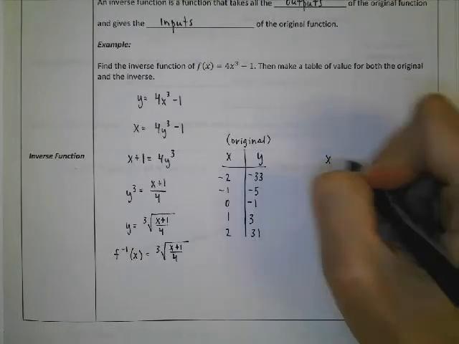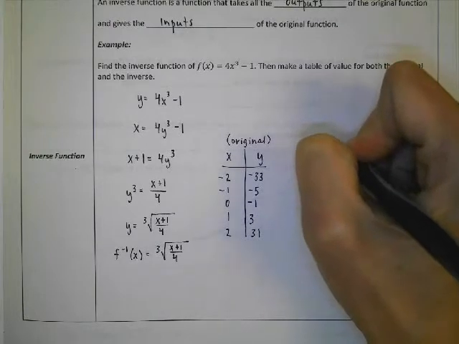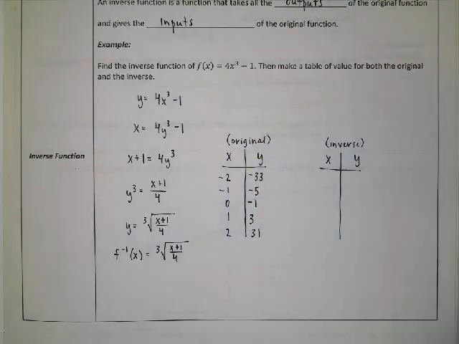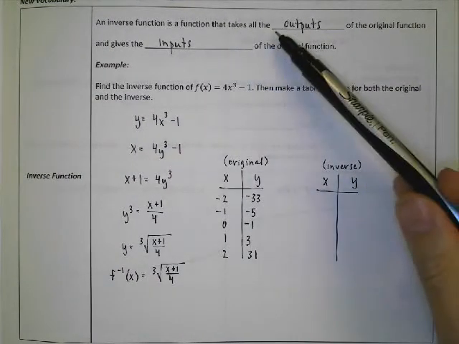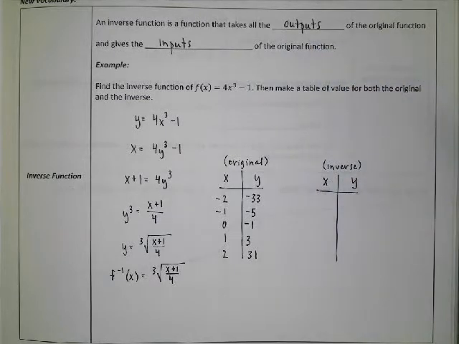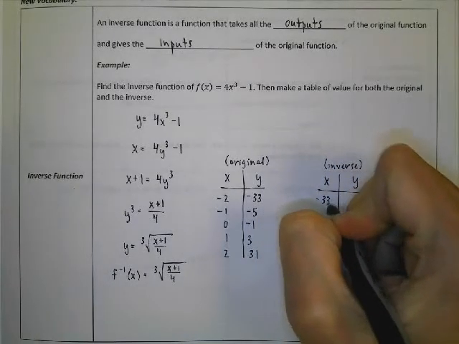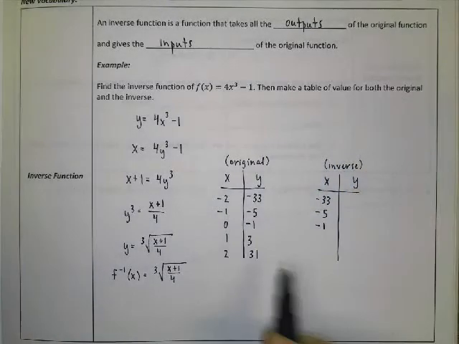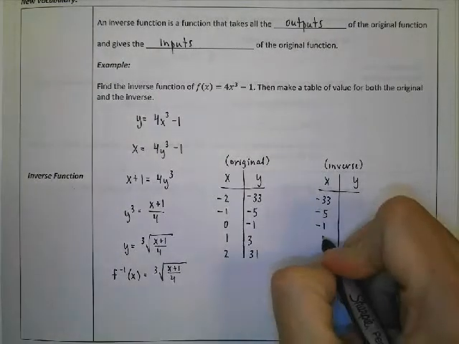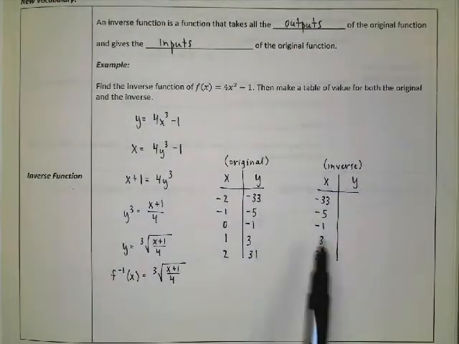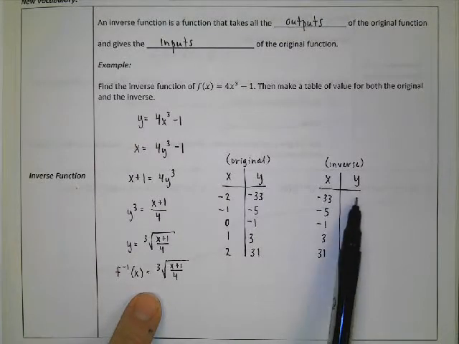Now I'm going to make a table for my inverse. And we said earlier that the inverse function is a function that takes all of the outputs of the original function. So it's going to take these outputs as its inputs. So let's do that and see what happens. So now my outputs of the original become my inputs to the inverse. So -33, -5, -1, 3, and 31. And now I'm going to put these into my inverse function to generate my y values.